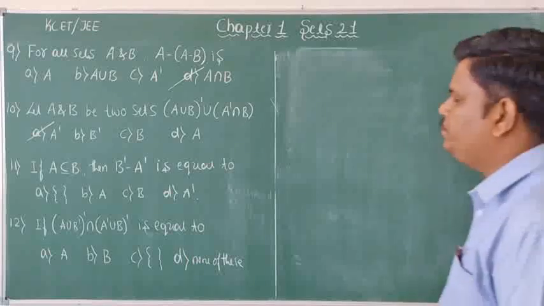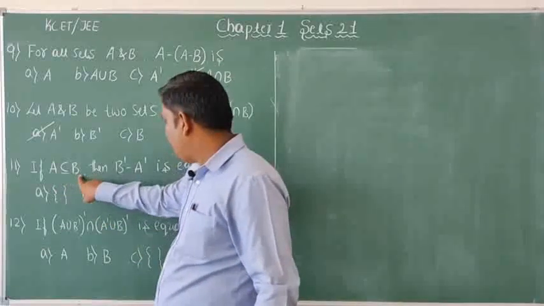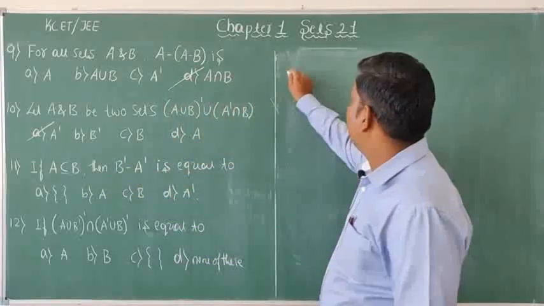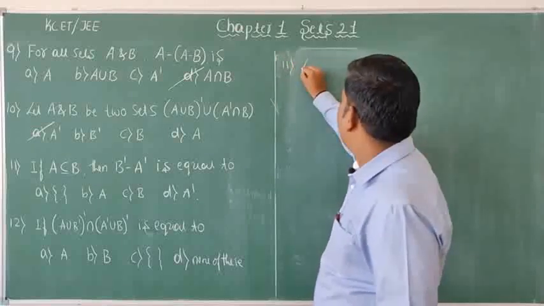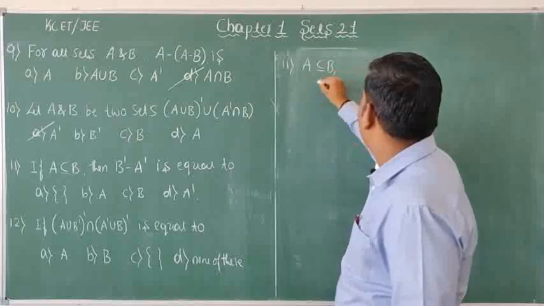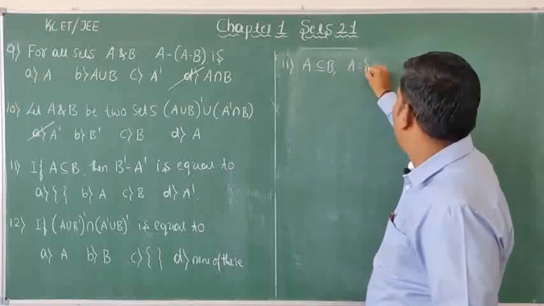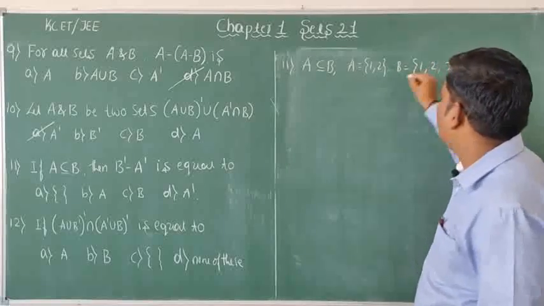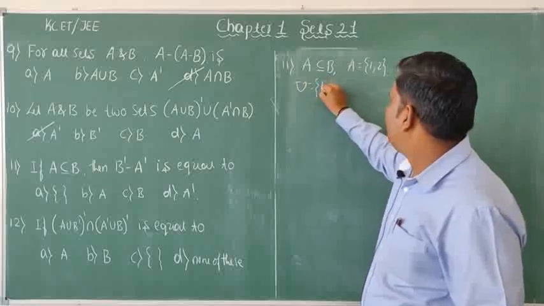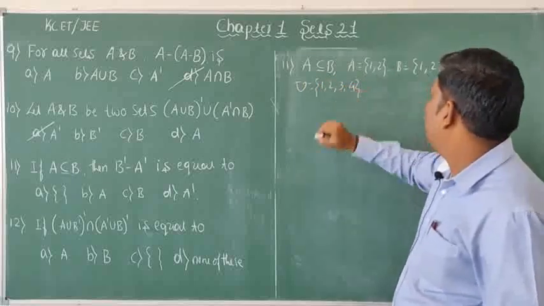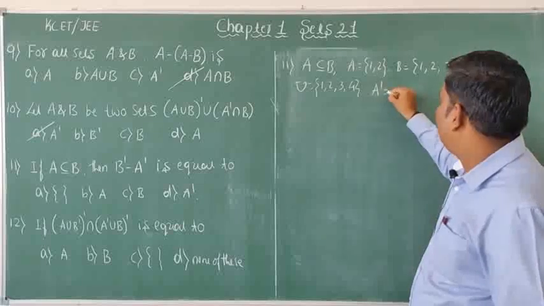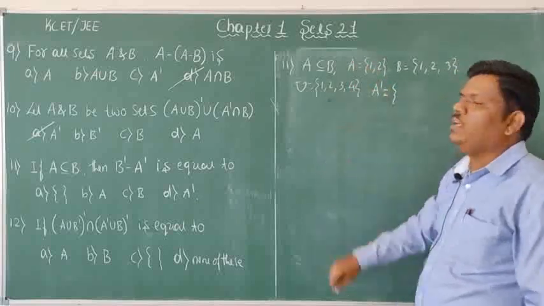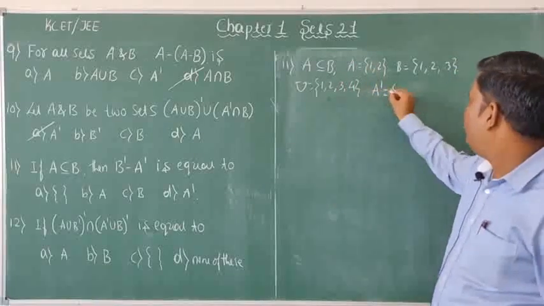Next question. If A is a subset of B, then B dash minus A dash is equal to. So question number 11. A is a subset of B. So I consider set A is equal to 1, 2. Set B is equal to 1, 2, 3. Then the universal set I consider as 1, 2, 3, 4. A complement is the elements which are present in the universal set but not in A. 1, 2, its complement is 3, 4.